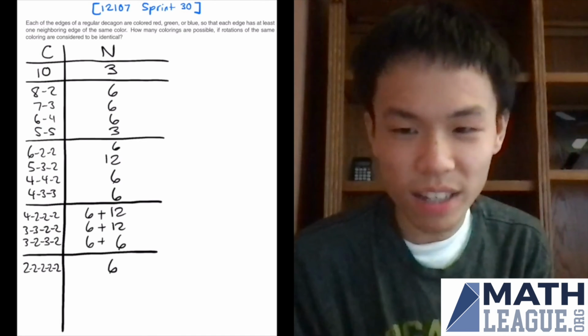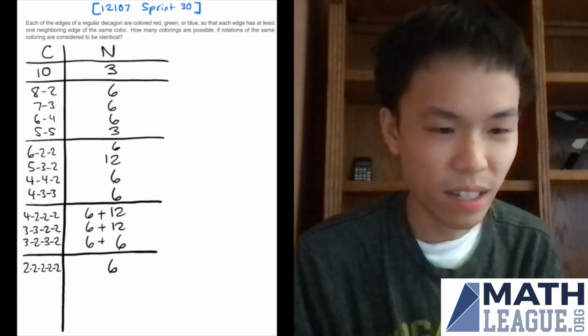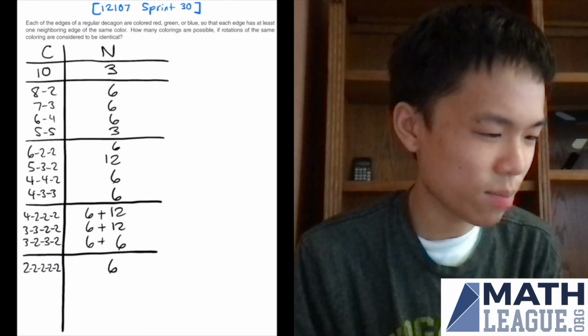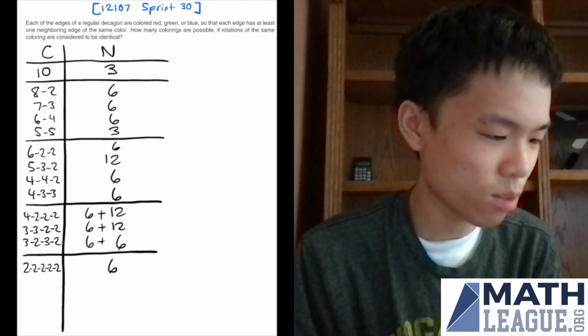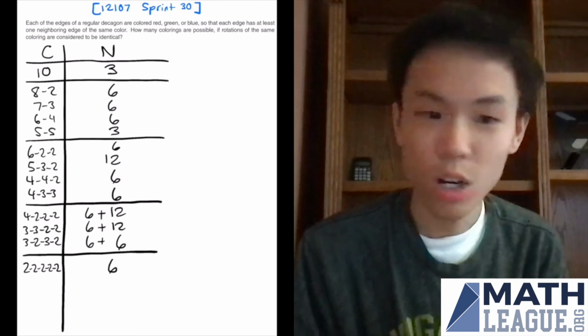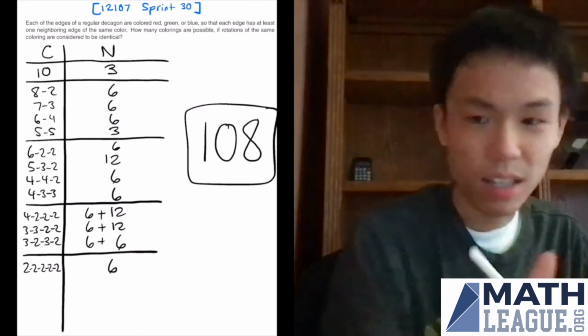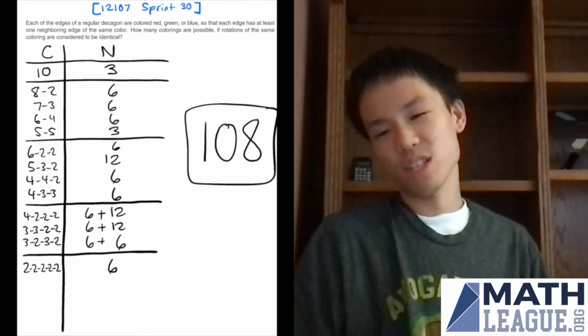All right, and we're finally done. Let's add them all up. And if you do so, 3 + 6 + 6 + 6 + 3 + 6 + 12 + 6 + 6 + 6 + 12 + 6 + 12 + 6 + 6 + 6, we get a total of 108 ways. And I'm finally done with this problem.